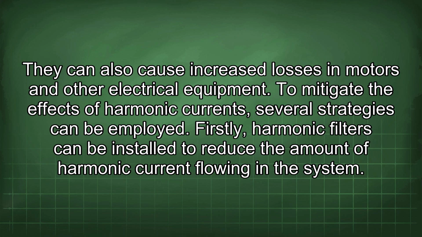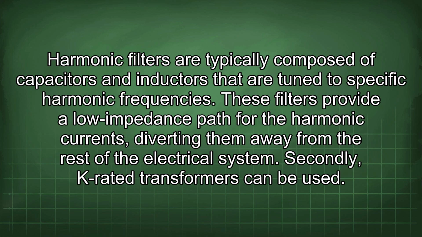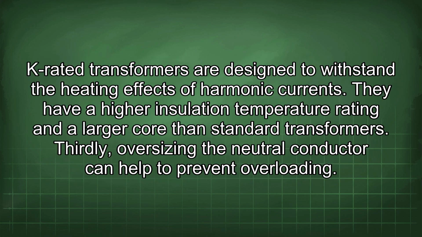To mitigate the effects of harmonic currents, several strategies can be employed. Firstly, harmonic filters can be installed to reduce the amount of harmonic current flowing in the system. Harmonic filters are typically composed of capacitors and inductors that are tuned to specific harmonic frequencies. These filters provide a low impedance path for the harmonic currents, diverting them away from the rest of the electrical system. Secondly, K-rated transformers can be used. K-rated transformers are designed to withstand the heating effects of harmonic currents. They have a higher insulation temperature rating and a larger core than standard transformers.